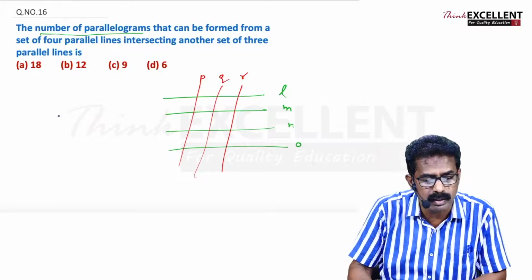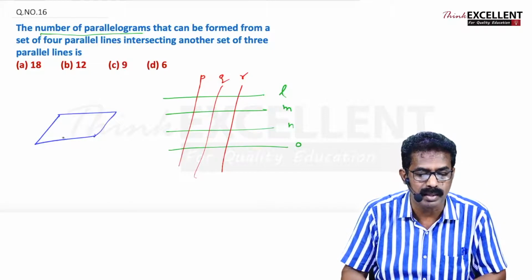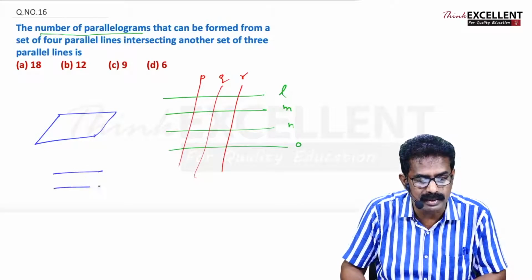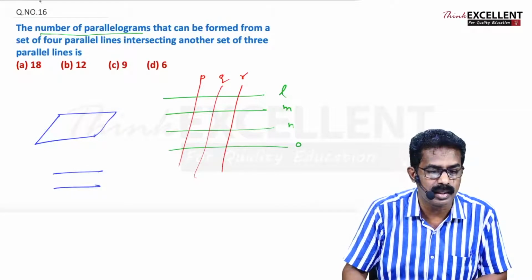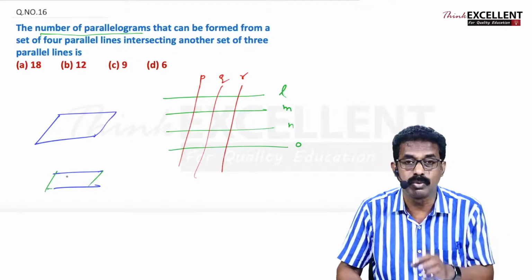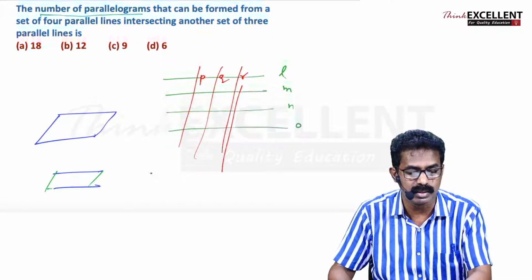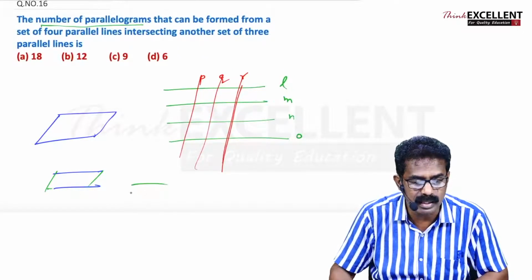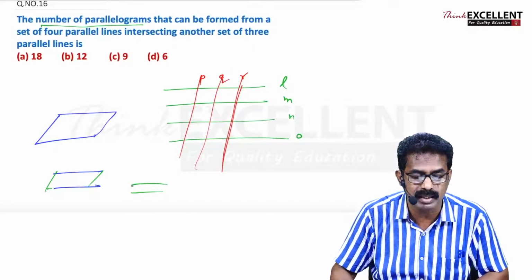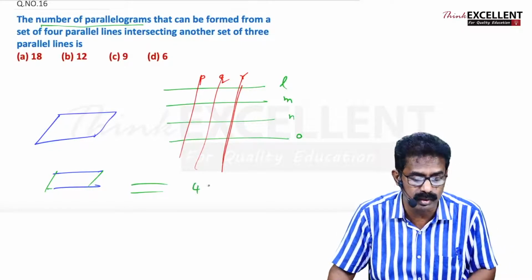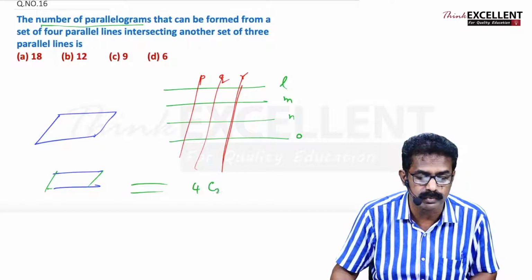So you know what a parallelogram is? This is a parallelogram, right? So I want to take 2 parallel lines in this direction, and I want another 2 parallel lines in this direction, okay? In this direction I want 2 parallel lines. How many lines are there in that direction? 4. So from that 4 I want 2. So what do you write? 4C2.